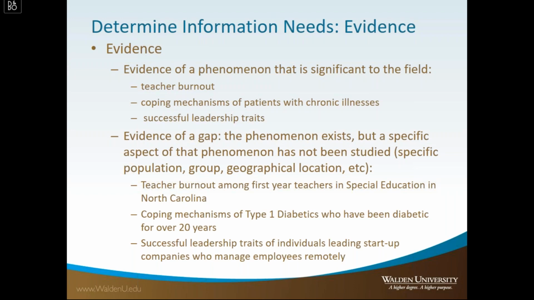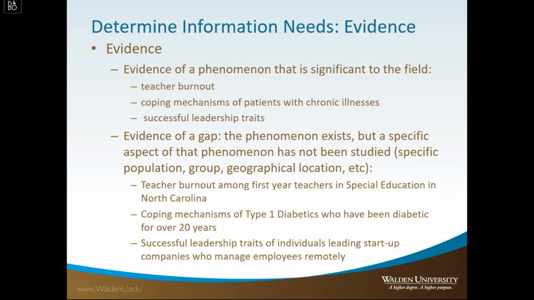So at this point, once we've identified a phenomenon that is significant to the field, we're going to start looking for evidence of that gap. So what we're looking for is evidence that a phenomenon exists. We definitely know that because there's a large amount of research on that topic, but there's a specific aspect of that phenomenon that has not yet been studied.